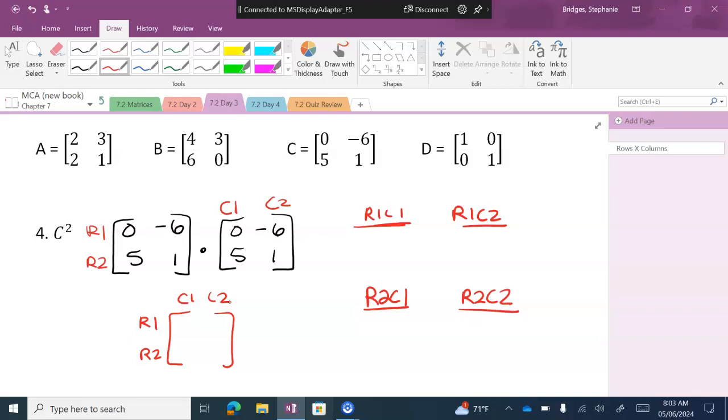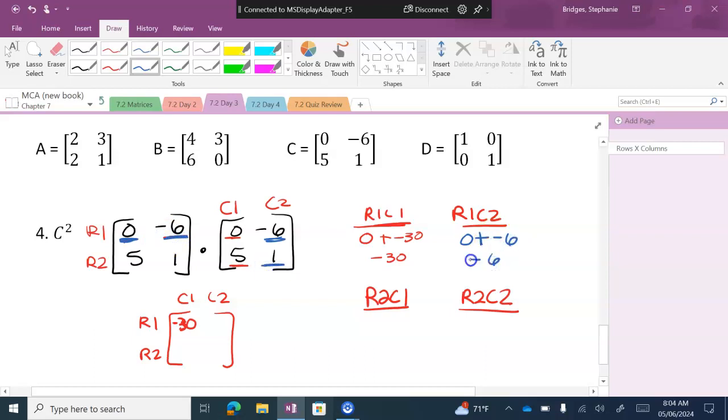All right, I'm going to start in the beginning. Row 1, column 1, 0 times 0 is 0. Across and down, negative 6 times 5 is negative 30. 0 plus negative 30 is negative 30. Then I'm going to do row 1, column 2. So 0 times negative 6 is 0. Across, negative 6, and down times 1 is negative 6. So in my first row, I get negative 30 and negative 6. Does everybody agree with that?